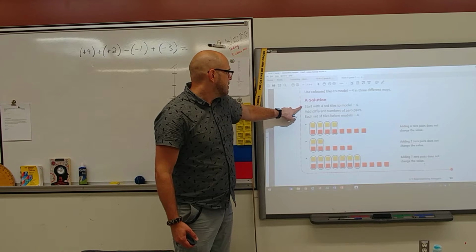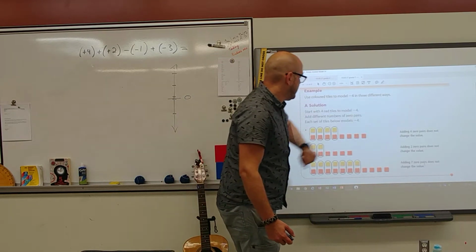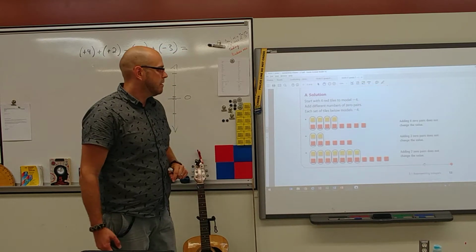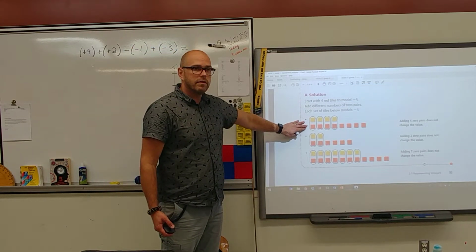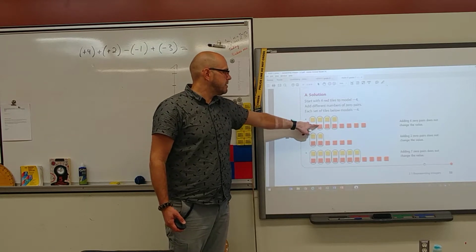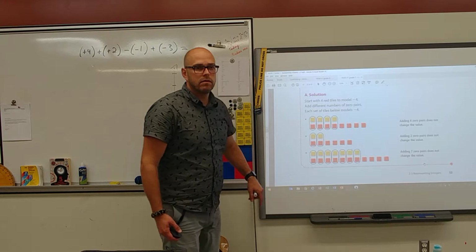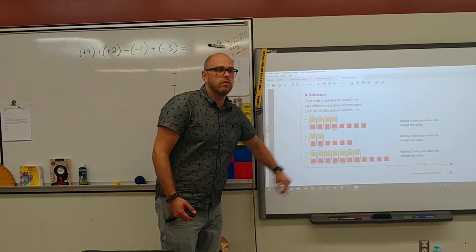So here it says, use colored tiles to model -4 in 3 different ways. This is -4. This is -4. This is -4. It's kind of like saying 0 plus 0 plus 0 plus 0 minus 1, 2, 3, 4. Or 0 plus 0 minus 1, 2, 3, 4.